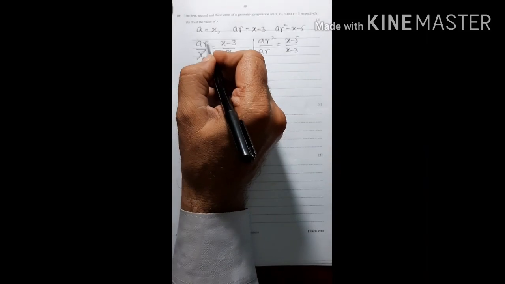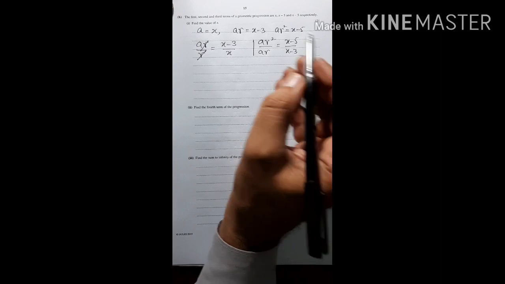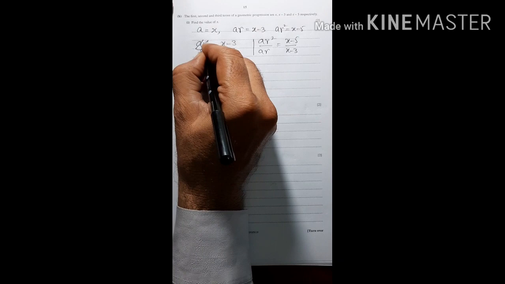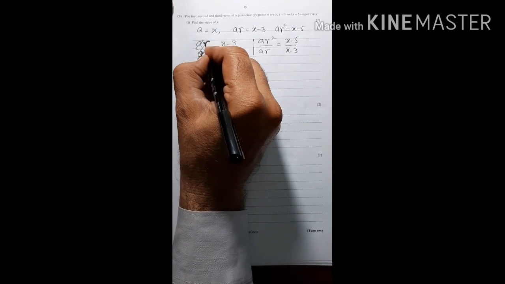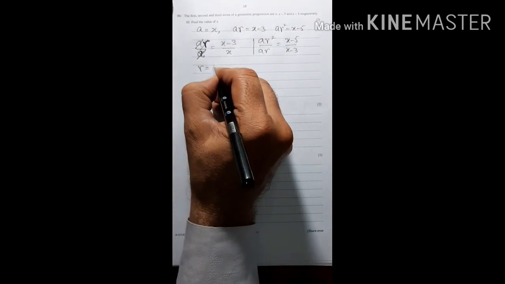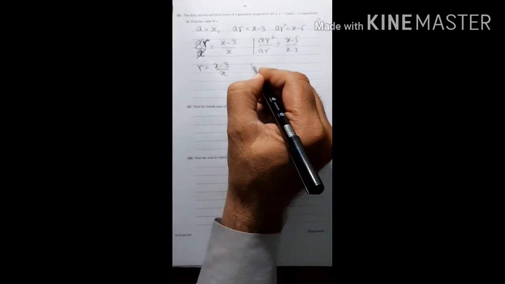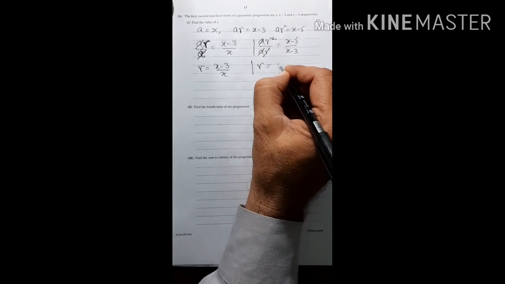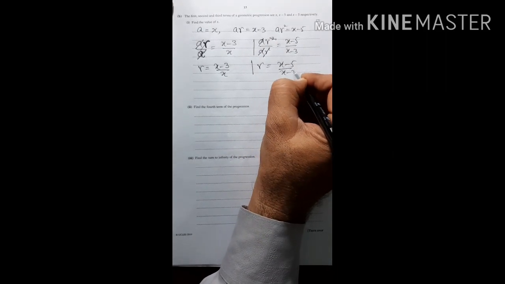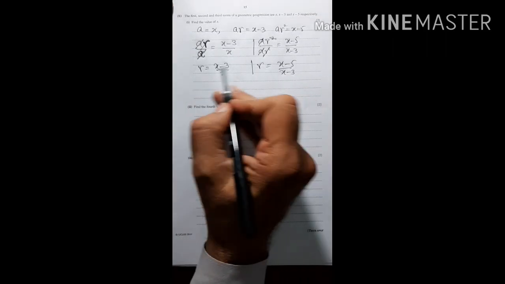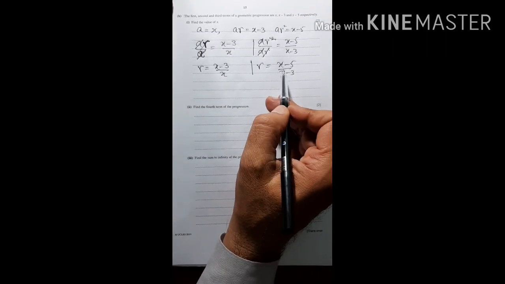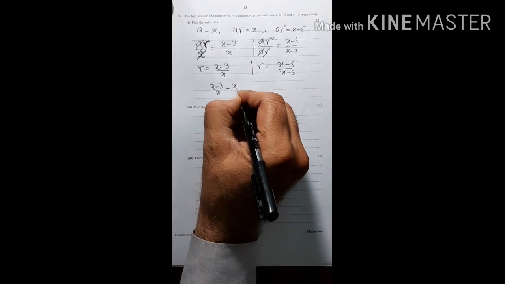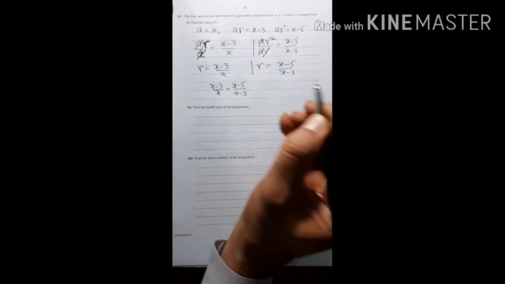So this will become ar over a. So r is x minus 3 over x, as a cancels with a, and r is x minus 5 over x minus 3. Since both are equal, the right sides will also be equal. It will become x minus 3 over x is equal to x minus 5 over x minus 3.